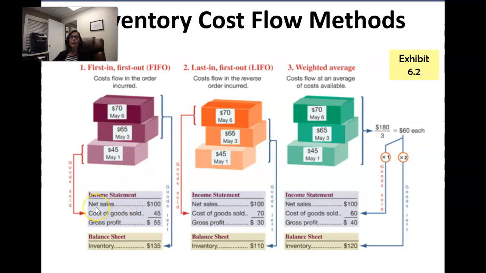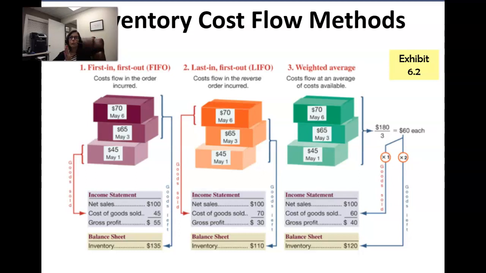So what that looks like here is if we just sold one item for $100, we would have a cost of goods sold, the cost of the item we sold, of $45, and our gross profit of $55. Meanwhile, what's left in our inventory is $135. And again, we're only assuming we've sold one item. We're going to do more than that, but this really breaks it down very simplistically.